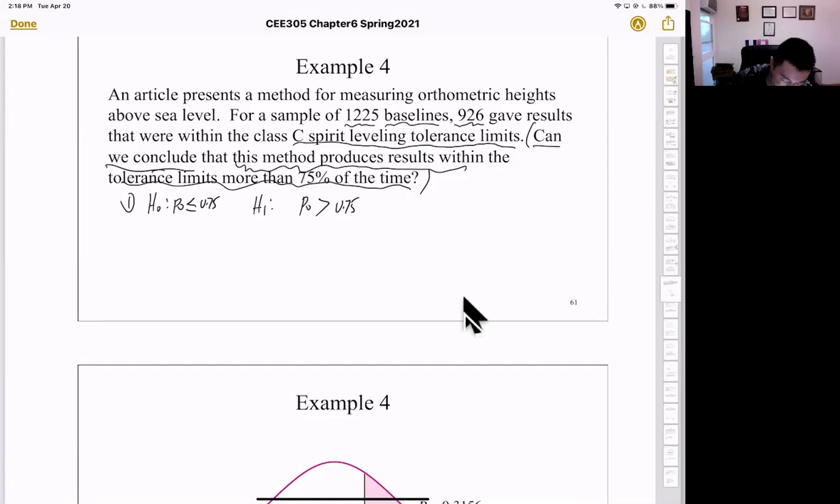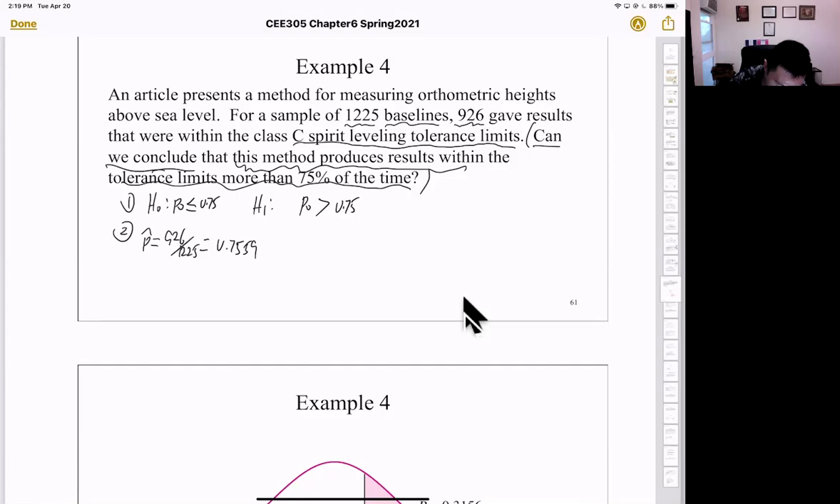Second step, the sample proportion. So 926 out of 1225. So that is 0.7559. Okay, so a little bit higher than 75%. But can we conclude, based on this sample result, that it is within the tolerance limit more than 75% of the time?